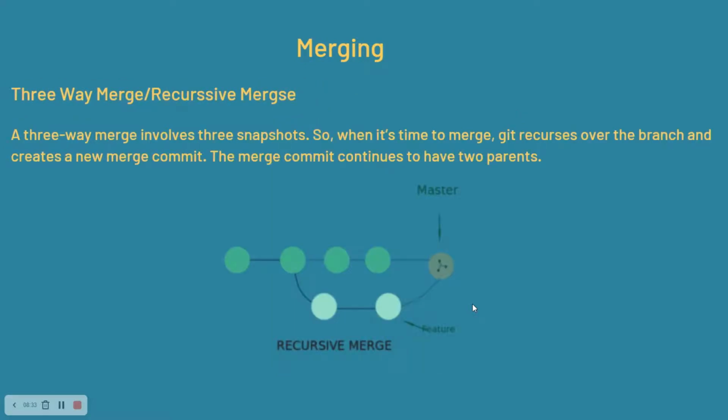Moving to another process of merging, which Git opts for, is the three-way merge, or what we call the recursive merge. Sorry for the typo error, I will correct it soon. The three-way merge involves three snapshots. When it's time to merge, Git works recursively over the branch and creates a new merge commit. The merge commit has two parents. We will shortly look at a practical example of this.